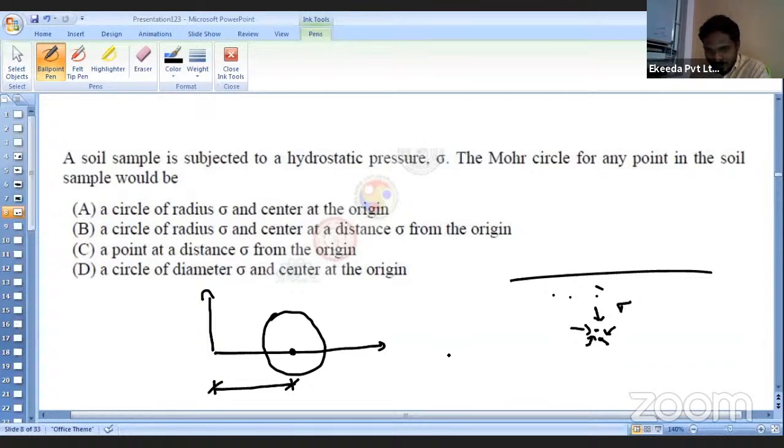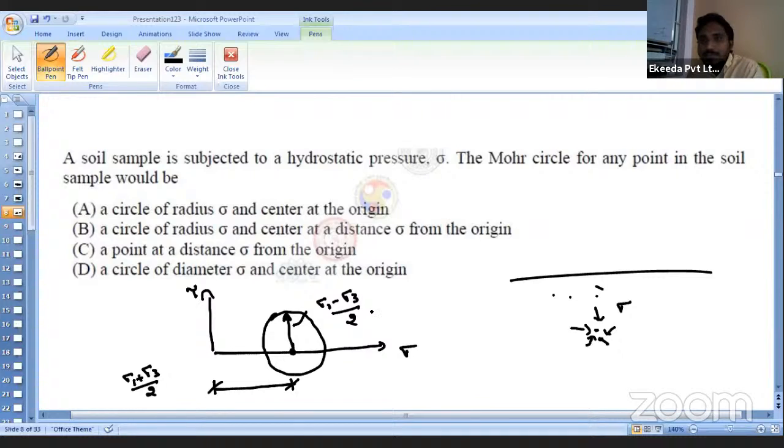From the origin, at what distance will the center of the circle be? In general, along the x-axis we represent the normal stresses, and along the y-axis we represent the shear stresses. According to Mohr, the center of the circle from the origin will be at a distance of (sigma 1 plus sigma 3) by 2. And the radius of the Mohr circle is nothing but (sigma 1 minus sigma 3) by 2.